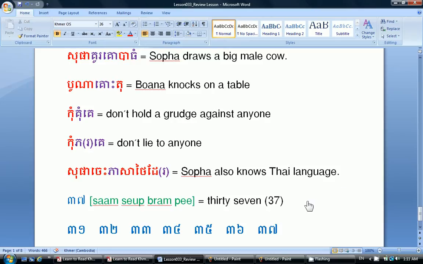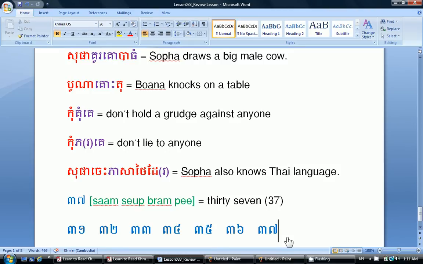This lesson is on page 37. 37 in Khmer, we say Sam sap pram pi. We have now learned Khmer numbers through 37. Let's review the Khmer numbers from 31 to 37. Okay, starting from 31. 31, 32, 33, 34, 35, 36, and 37. Okay? If you still need to read the above phonetically, please go back to the prior lesson for your review.